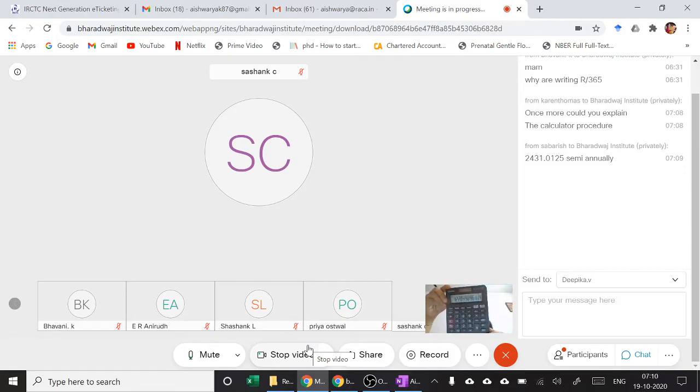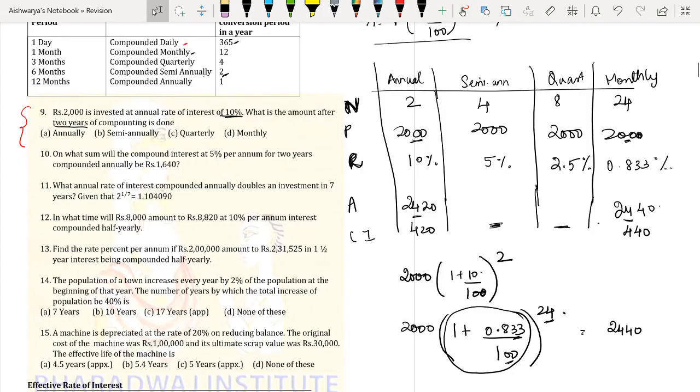Is it clear? So after that, all you have to do is just multiply. All you're going to do is multiply with this number 2000 and you'll get 2440. Somebody has told me semi-annually is 2431. So 2431 is 431. And what is quarterly?